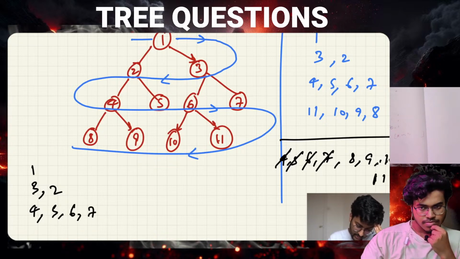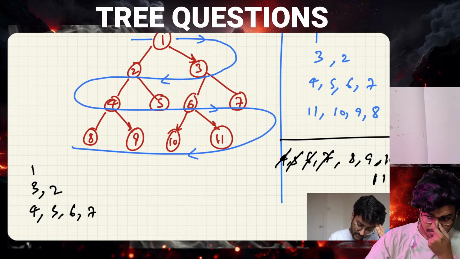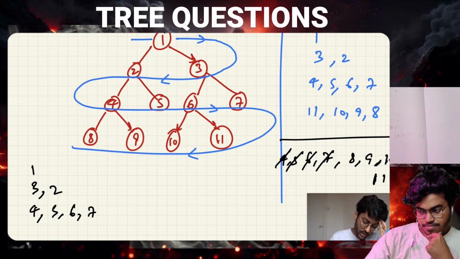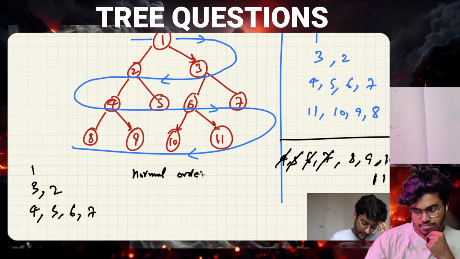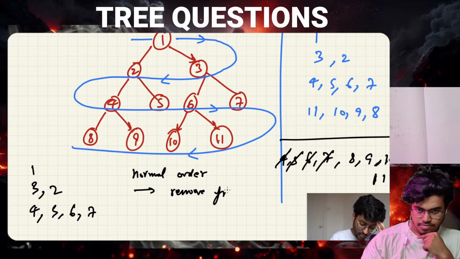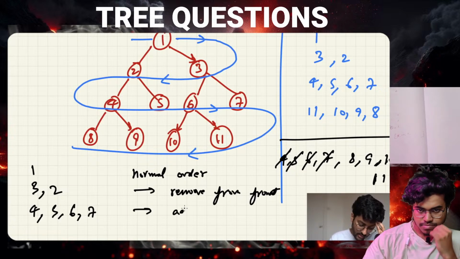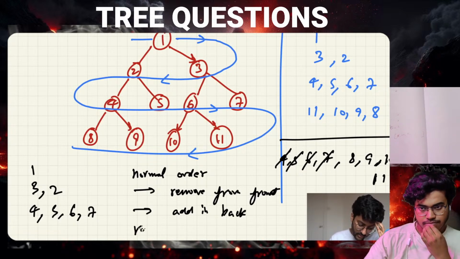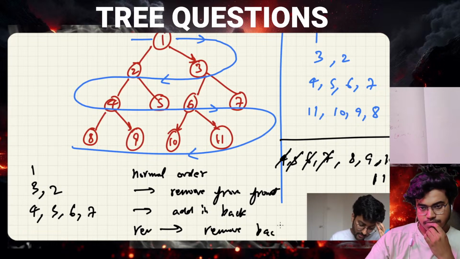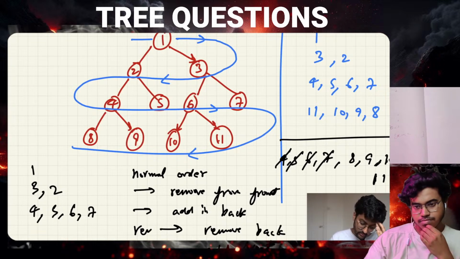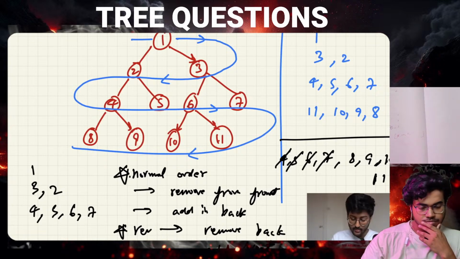Now again I have to print. Now again I'm in the reverse order. So in the reverse order what I'm doing is removing from the left. Very simple, problem solved. So normal order, what you have to do is remove from front, add in back. Reverse order, remove back, add in front. Simple.